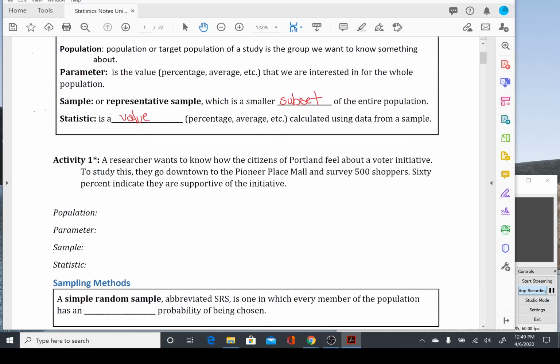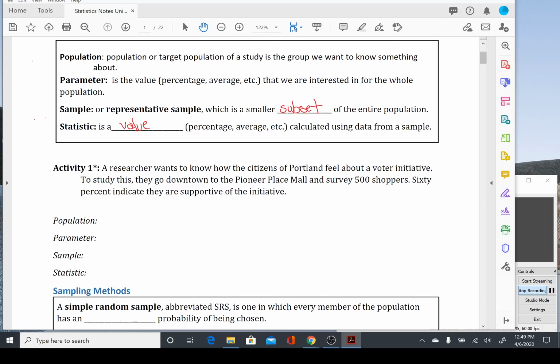All right. In this first activity, a researcher wants to know how the citizens of Portland feel about a voter initiative. To do this, they go to downtown Pioneer Place Mall and survey 500 shoppers. 60% indicate that they are supportive of the initiative. So I want you to try to identify the population. What's the big group we're looking at? The parameter. What's the value that we're trying to find from that big group? Who's the sample? What's the subset of the population that you found? And what was the statistic?